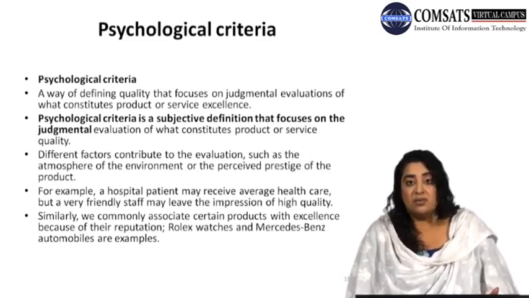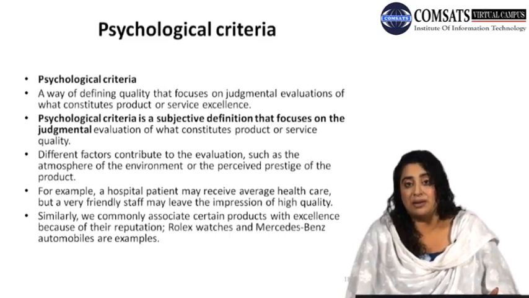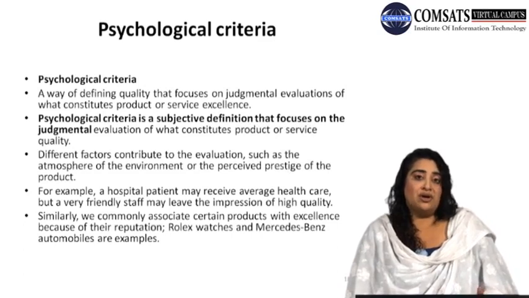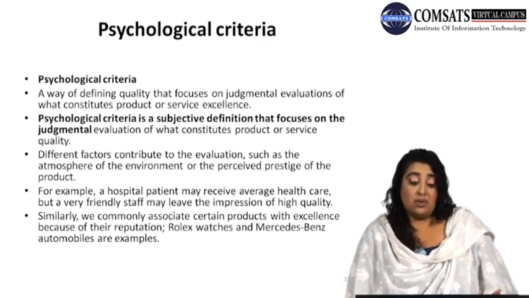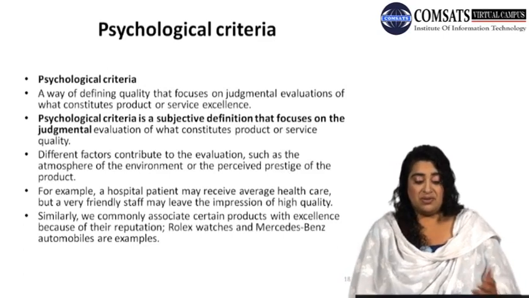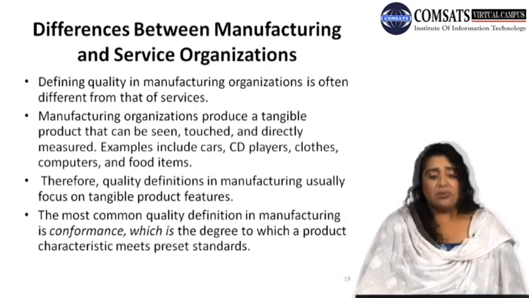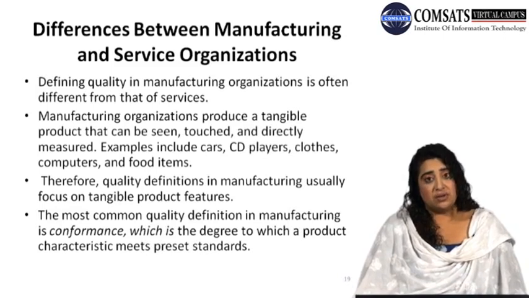We would just go for the name. In many brands, when you go and try to buy, it's just the brand name that you're buying. You're not looking at the quality, but you assume that that particular brand would be providing you with the best quality. So that's your assumption. So Rolex watches would be an example. Mercedes-Benz cars are also an example. So then continuing, we would say the differences between manufacturing and service organizations.